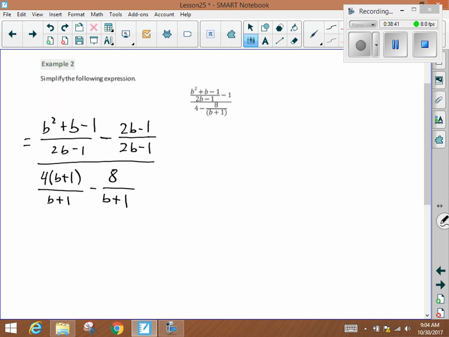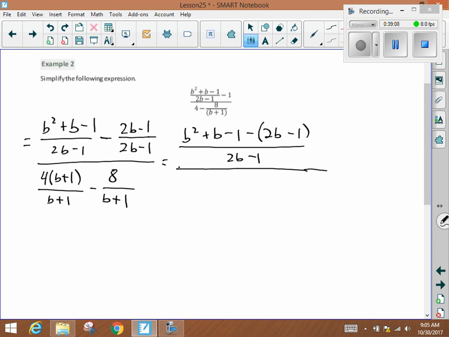There we go. Yeah, we just went to the next level. So now I'm going to take my numerator here. Remember that this minus sign is going to distribute over everything on my other numerator. I'm putting them all over the same denominator. I'm going to do the same thing with my other numerator, right? I like to make this one a little bit longer so that I know what's what. So this is going to be 4b. I'm going to distribute: 4b plus 4 minus 8 over b plus 1.